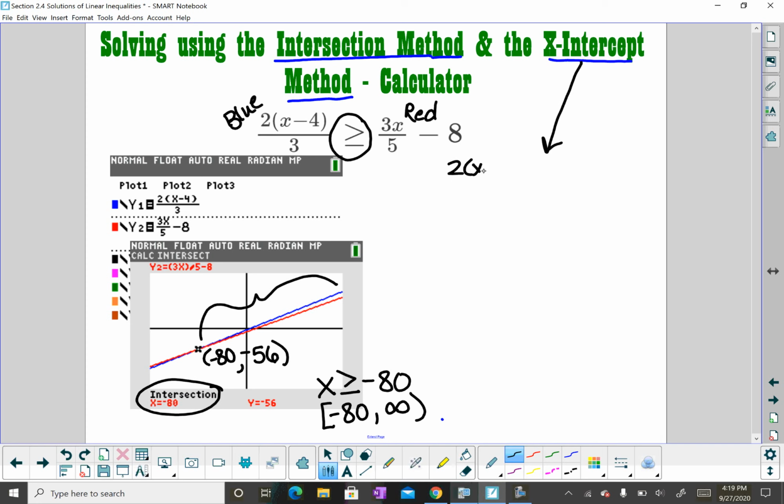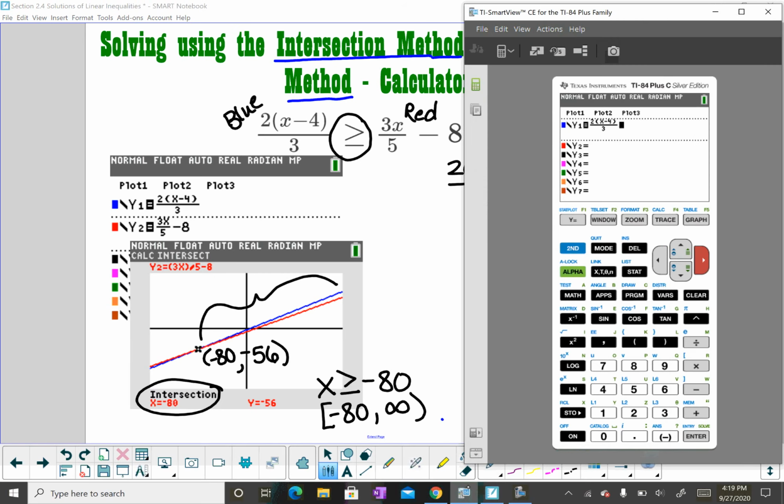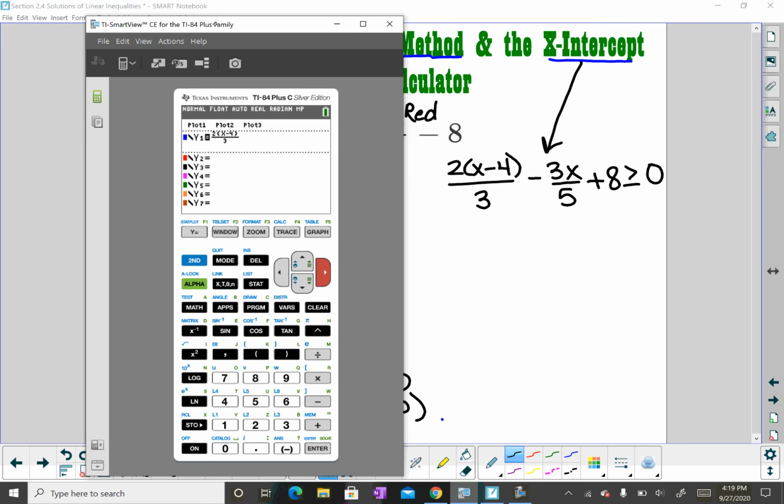I'm going to keep that 2x minus 4 over 3 on the left side. I'm going to subtract 3x minus 5 to move it to the left. I'm going to add 8 to move to the left. It'll still be greater than or equal to. I won't have anything on the right, so 0. So that's what I'm going to type in my equation. So I can keep what I have there, minus alpha y equals, enter, 3x over 5 plus 8. And then hit graph. And I should be able to see it still perfect. I'm looking for where it's crossing the x-axis.